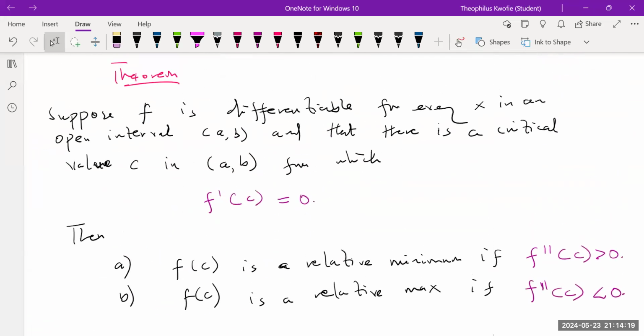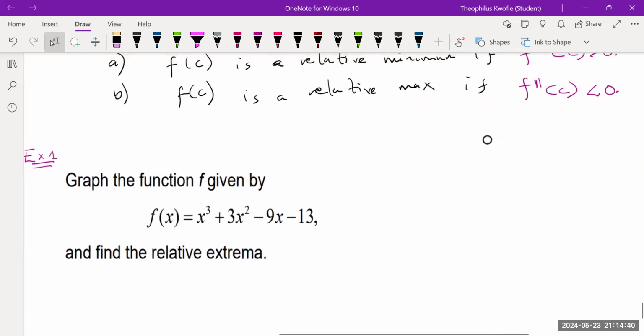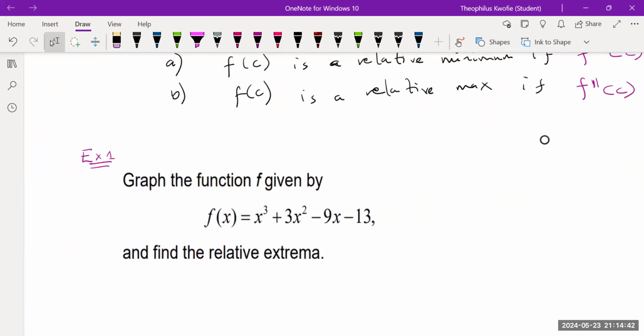I also mentioned in our previous episode that when you say extrema, it is a collective name for relative minimum and maximum. When I say relative extrema, I mean relative minimum or relative maximum. So please take note of that. Now let's go to our first problem.